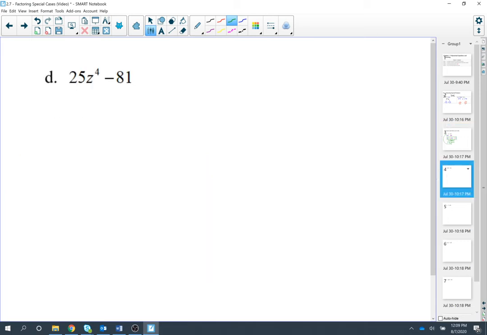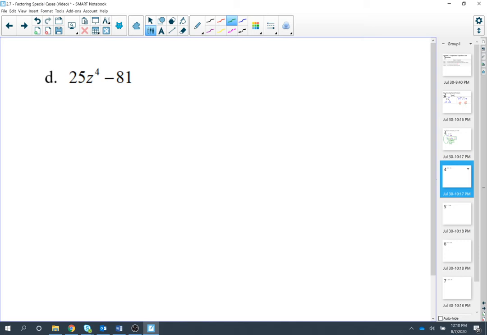Let's try again. Letter D. Again, I know this isn't letter B. Just pay attention to where you're moving on your paper. 25z to the 4th minus 81. Same as before. Is the leading term positive? Yes. Is there a greatest common factor?